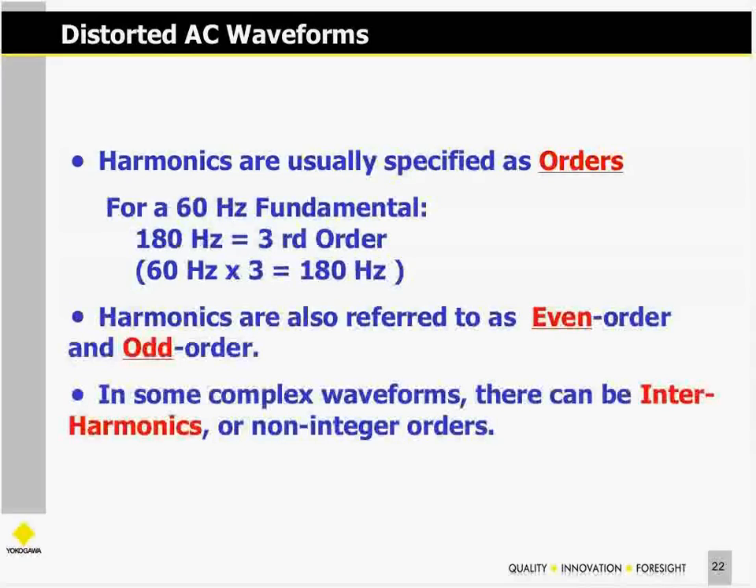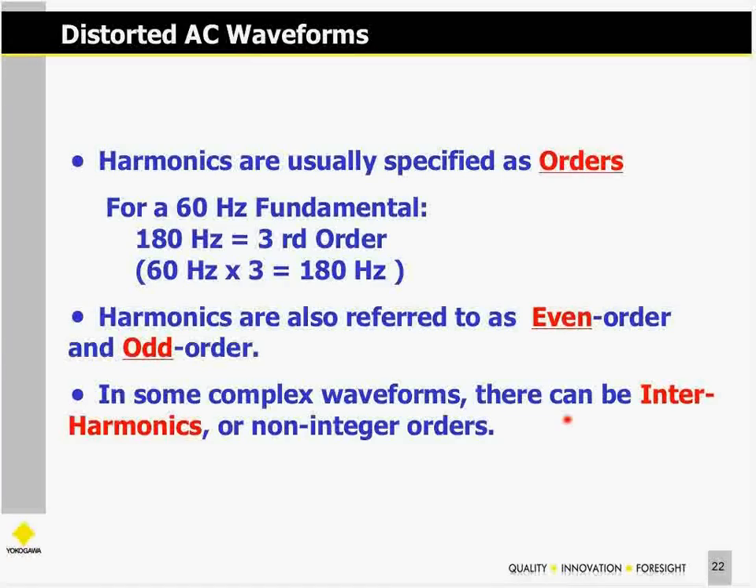That would be the simplest. Harmonics then are defined as orders. So a third order on a 60 hertz fundamental is going to be 180 hertz, right? Three times 60 would be our 180. Then harmonics also are referred to as even and odd. So the third order is an odd. Second order would be an even.